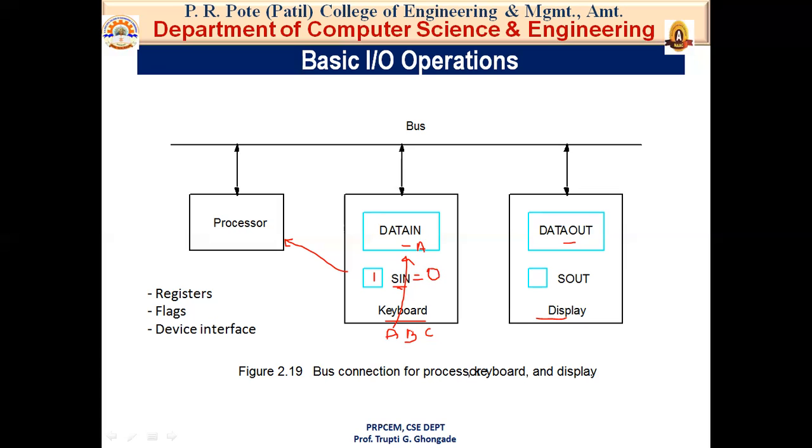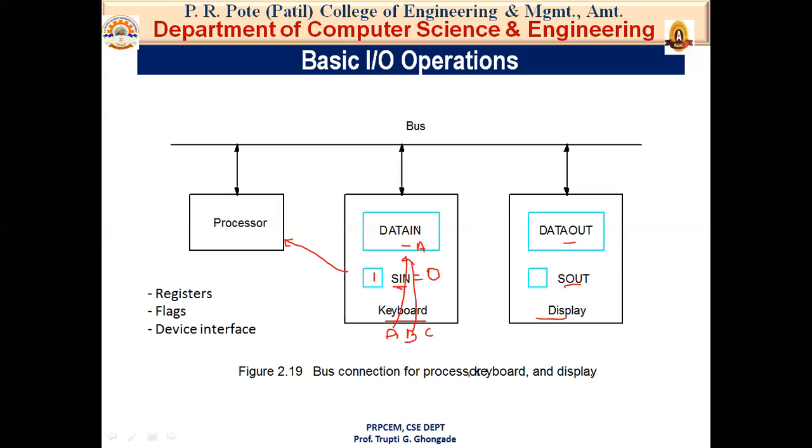Again, after that, B enters into the data in. As soon as your B comes into the data in, your S in becomes 1. And as soon as your processor reads out that B character, your S in becomes 0. This is the working of this flag register, that is status in and status out. So when status in is 1, your processor reads data from this data in.